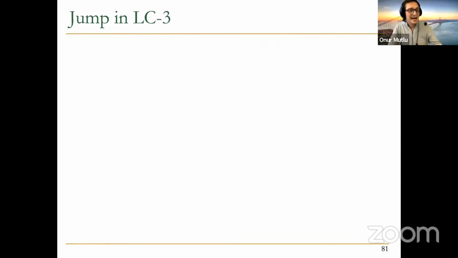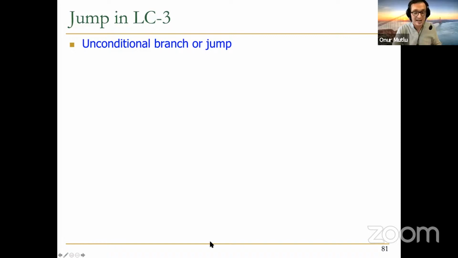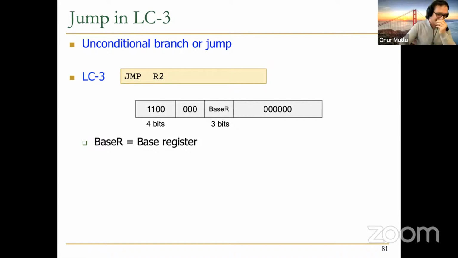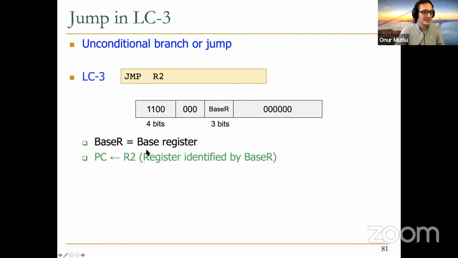So an example instruction that changes the sequence of control is unconditional branch or jump. It unconditionally changes the control flow. And basically in LC3, it looks like this. This basically says jump to the address, change the PC to the address that's inside register 2. And it looks like this. This is the opcode, and this is the base register, and all of the other bits are encoded as zeros. Okay. So a base register is that.